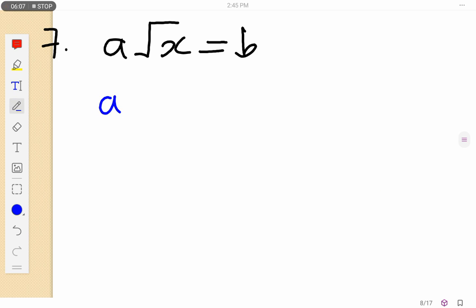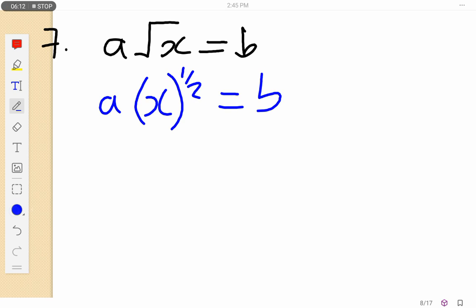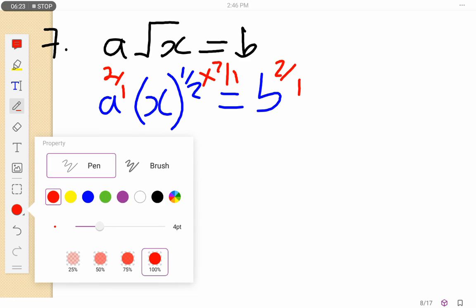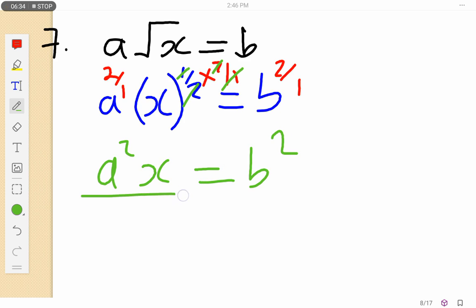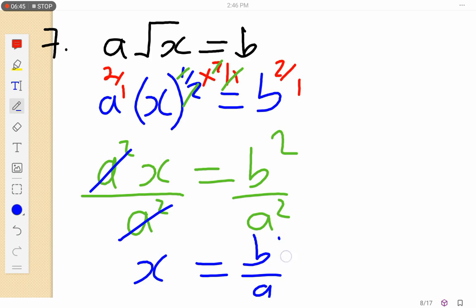We have got a times x to the power of half is equal to ab. To remove our half, we multiply by 2 over 1 here, and we do the same by 2 over 1 here, and here also 2 over 1. On this first part, they are going to cancel off each other. So we have a squared times x is equal to b squared. To get my x, I will divide by a squared, divide by a squared. So the a's there will cancel off each other. So our x becomes b over a squared.